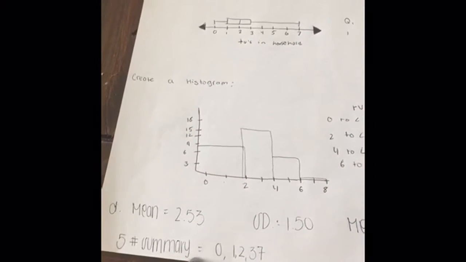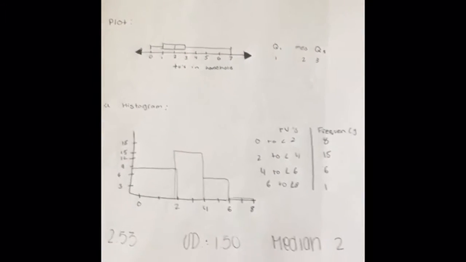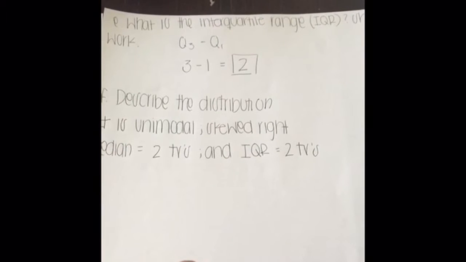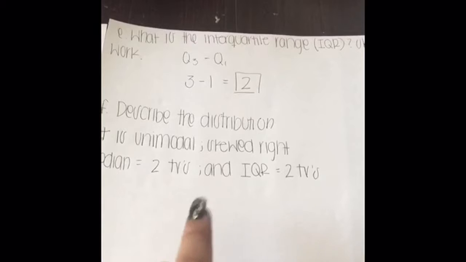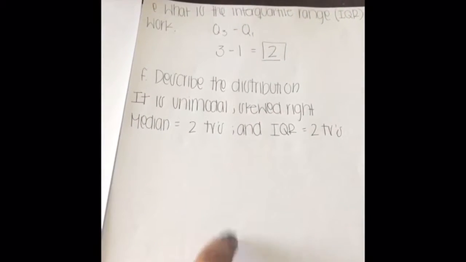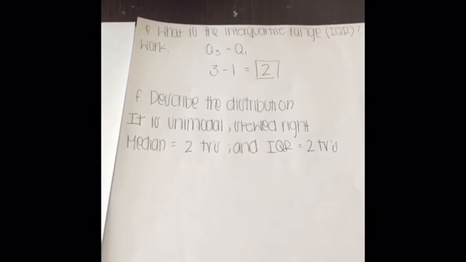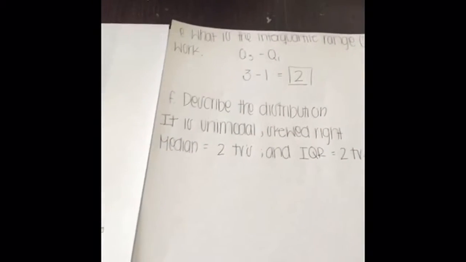is 2, 5-number summary is 0, 1, 2, 3, 7, and you get those by plugging it in to your calculator. And the interquartile range is Q3 minus Q1, so it's 3 minus 1 equals 2. And the median equals 2 TVs, and the interquartile range equals 2 TVs. And the distribution is unimodal and skewed right.